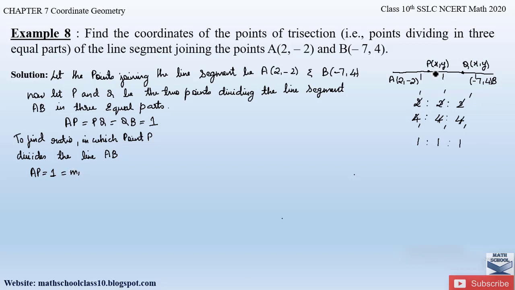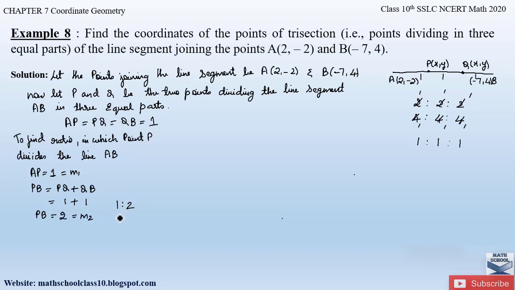Now we have to find the value of PB. PB is equal to PQ plus QB. PQ is 1, plus QB is also 1. Therefore PB will be equal to 2, and this will be the ratio M2. So the ratio in which point P divides the line AB is 1:2.